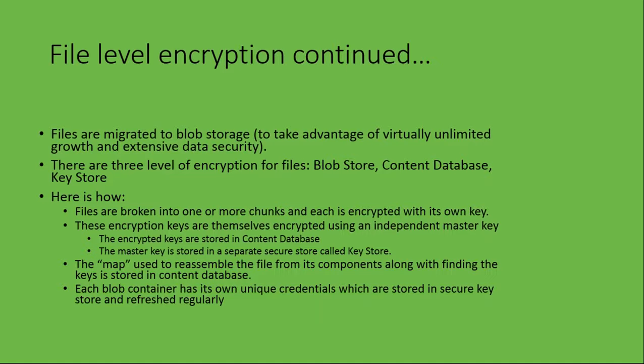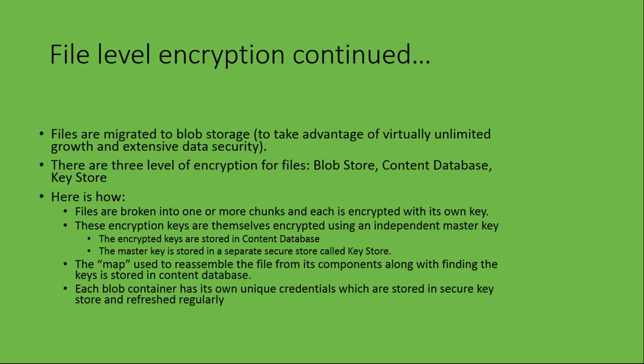Okay, whatever files are getting encrypted, those keys are stored in the content database. One more thing, the file pieces which are encrypted by the keys, those keys are also encrypted. So it's like double encryption for the file itself. All those keys are stored in the content database, and there is a map also in the content database which knows the location of those file pieces. That map is used to reassemble all those file pieces to present the file to the end user.